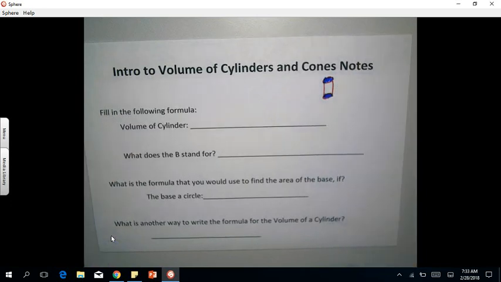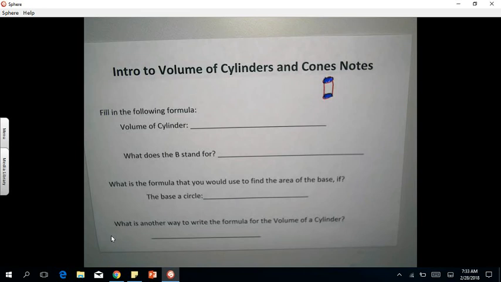So remember, a prism is just a three-dimensional shape that has two congruent parallel bases. In this case, our bases happen to be circular, so we change the name of it. Kind of just like we don't call a cube a square prism, we call it a cube. So a cylinder, we don't call it a circular prism, we call it a cylinder.